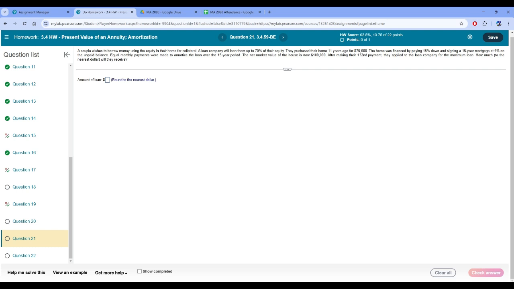A couple wishes to borrow money using the equity in their home as collateral. A loan company will loan up to 70% of their equity for 11 years. The home was financed by paying 50% down and a 15-year mortgage at 9% on the unpaid balance. Equal monthly payments were made to amortize the loan over 15 years. The net market value of the house is now $100,000. After making their 132nd payment, they applied to the loan company for the maximum loan. How much, to the nearest dollar, will they receive?